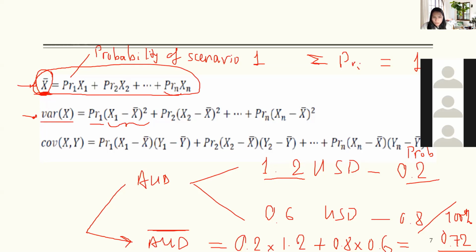So here you're capturing how much X varies from one probability to the next, or from the mean, sorry, I should say from the mean. The greater the variance number, the more volatile X is.